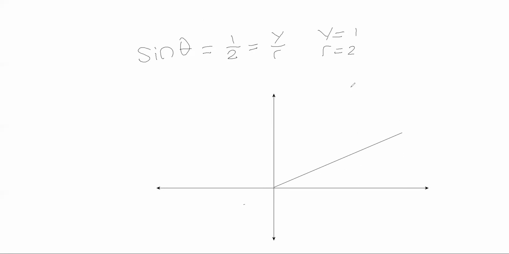Y is 1, and then our radius is 2. So this one doesn't really apply to the unit circle that much because we have a hypotenuse that's 2. So r is 2, y is 1. And by the Pythagorean theorem, that means that the base has to be square root of 3. So that's one consideration. And then another consideration would be this right here. The same exact thing, but with an x value of negative square root of 3.